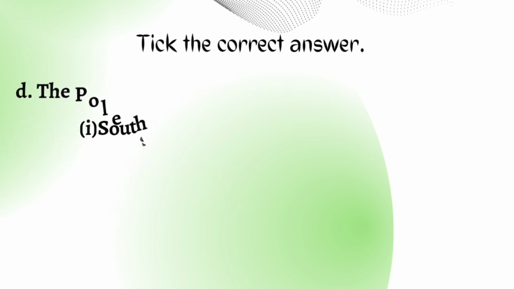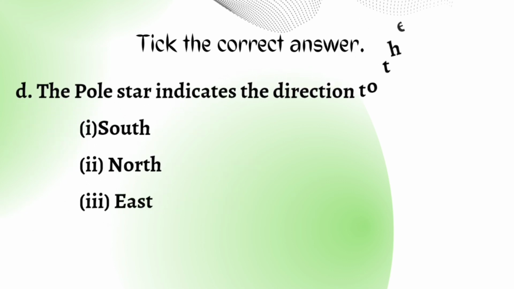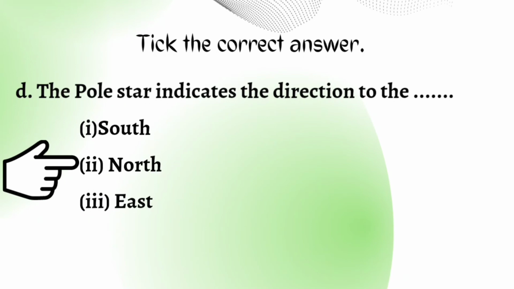Next question. The pole star indicates the direction to the dash. You have to identify to which direction the pole star indicates its direction. Options 1 south, 2 north, 3 east. So the pole star indicates which direction? The answer is option 2 north. The pole star indicates the direction to the north.